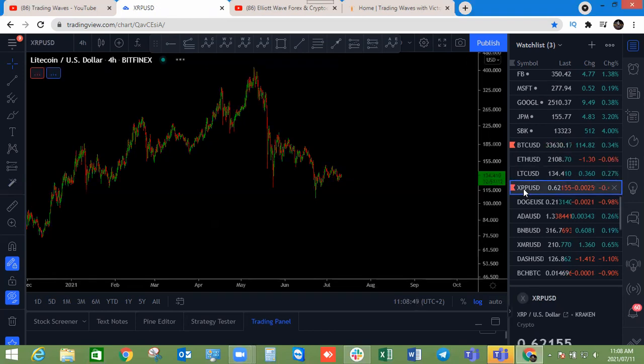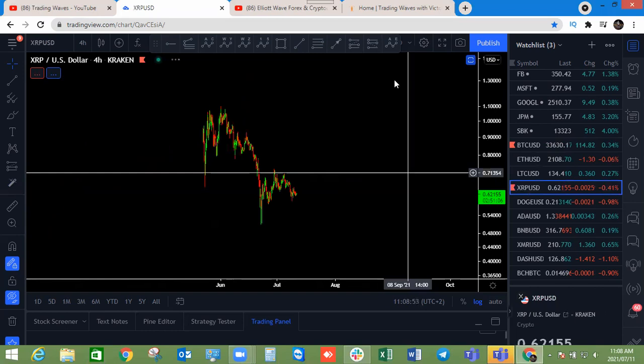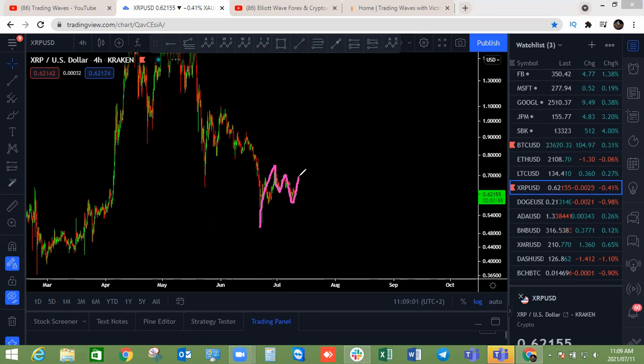So Ripple, let's have a look at Ripple. Ripple, the same, it has gone up in 3 waves. In the lower degree, these are the 3 waves on Ripple. We've pulled back in 3, so we'll be expecting Ripple to make a 3-wave structure here as follows.